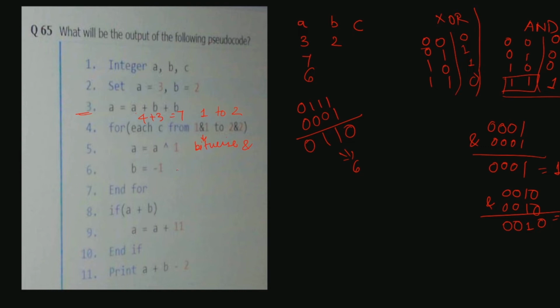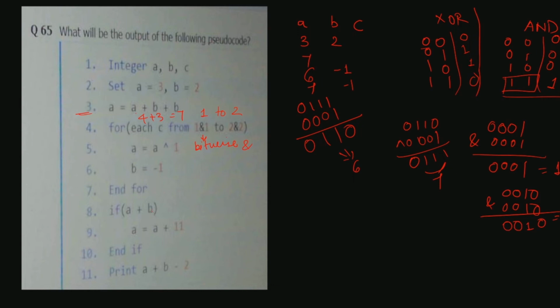and B equals minus 1. So B is set to minus 1. Again we will run this loop one more time. Then A equals 6 XOR 1. So this will be 1 1 1 and 0. This is 7 again. So 7 and minus 1.